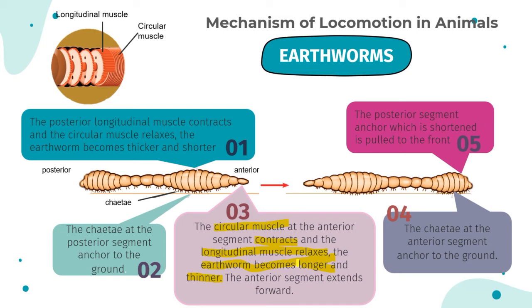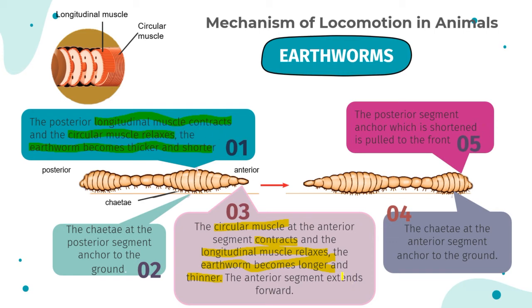And then what happened? The anterior segment extends forward. So this anterior segment moves forward. Just now we were talking about the posterior part. In the posterior part, the longitudinal muscle contracts and the circular muscle relaxes. So when the longitudinal muscle contracts, the earthworm becomes thicker and shorter. That is referred to as the first step.